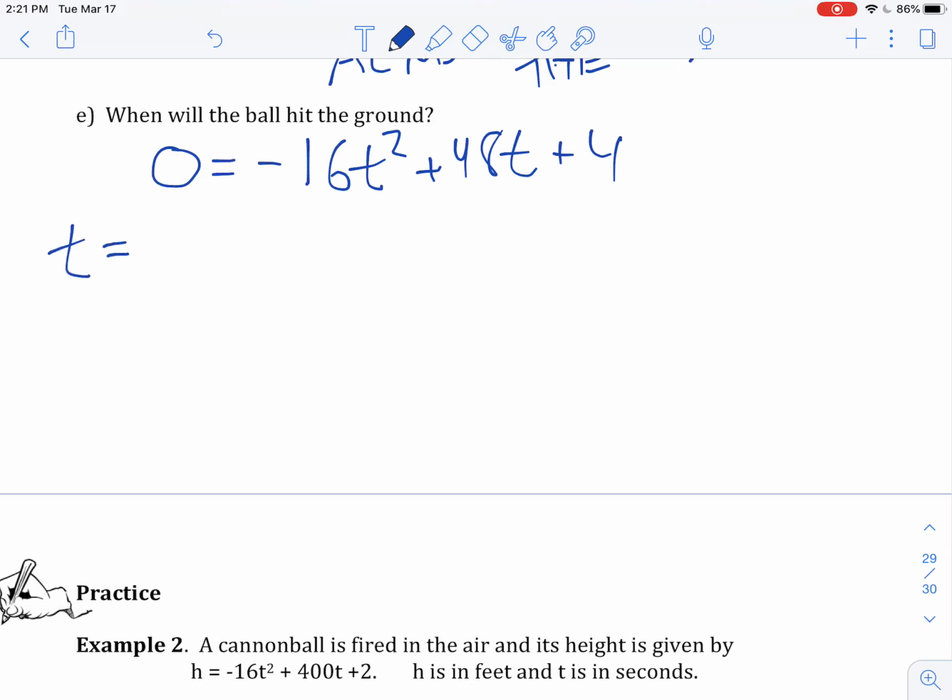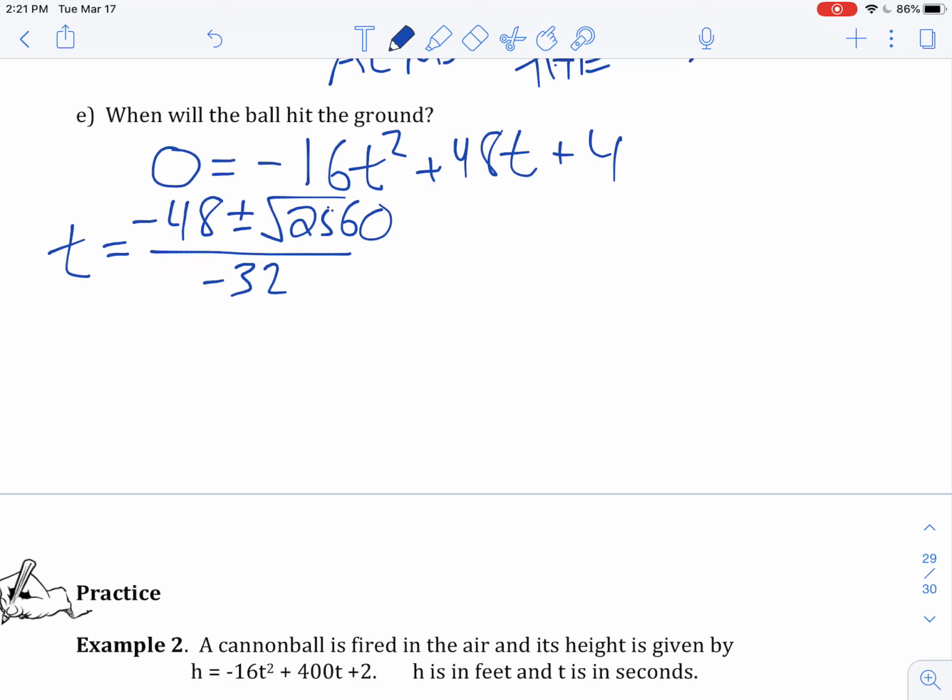So if you need to remember how to do quadratic formula, you might need to look back at those notes. It's opposite of b plus or minus the square root. The discriminant goes in here. So I wouldn't write out the discriminant. I would just go right in my calculator and do the discriminant. It comes out to 2,560.